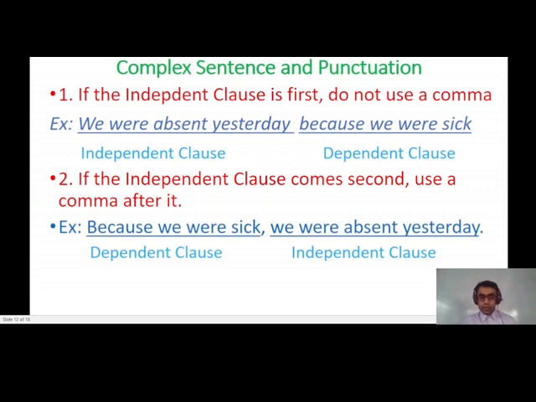We were absent yesterday. This is an independent clause. Because we were sick, this is a dependent clause. So as a whole, it's a complex sentence. You do not need to put a comma here after yesterday, because the independent clause is at the beginning.